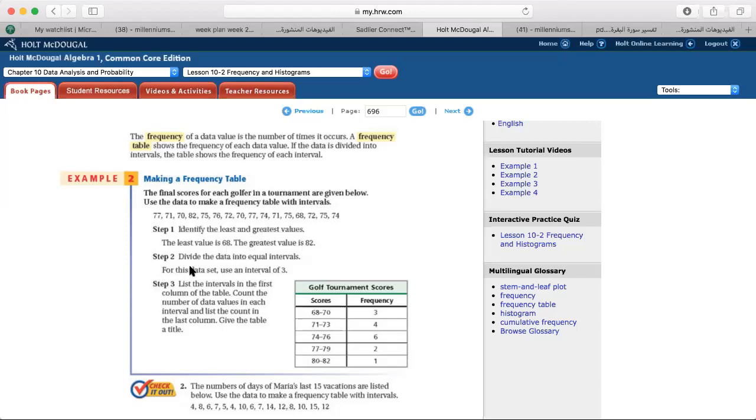Step 2: divide the data into equal intervals. For this data set, use an interval of 3.